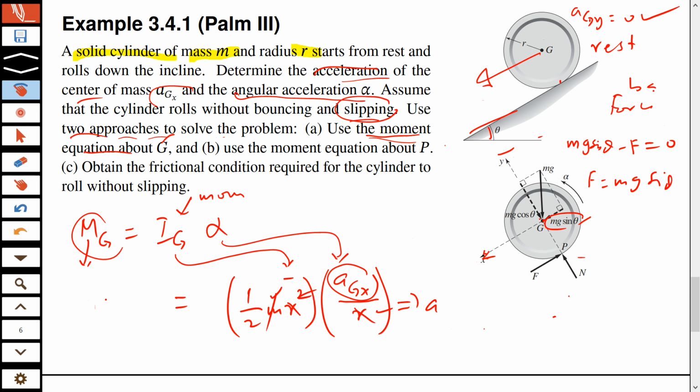Basically, so we can still write f times r. That is not a problem. Equally, this equation is wrong. This equation is only valid for statics, and this is not a static problem. This is a dynamic problem.